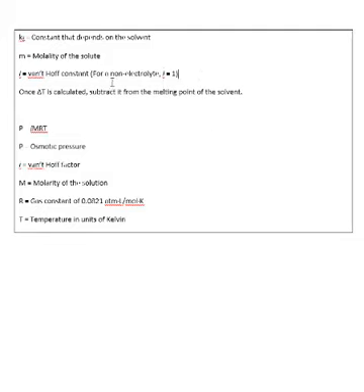Can't remember if I said this. For a non-electrolyte, i is equal to 1. Once delta T is calculated, subtract it from the melting point of the solvent.